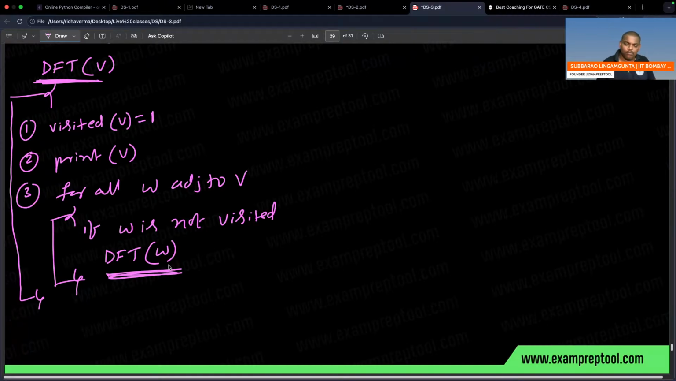Everyone listen. It is 1, it is 2. Inside, if you come inside the for loop, it is the 4th line, it is the 5th line. If the 4th line is true, then only the 5th line.